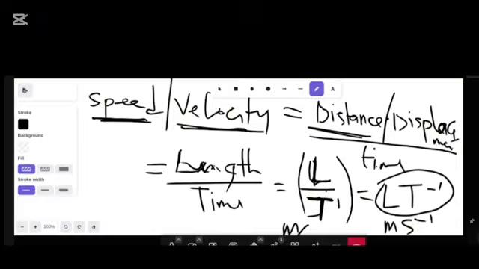So the distance is for speed over time, the displacement is for velocity. Both distance and displacement are length, just like height, breadth, whatever, they are all distances and they are all lengths. So the basic thing about distance is that it is a length. I combined the two as length. Whether it's distance or displacement, it is length over time.